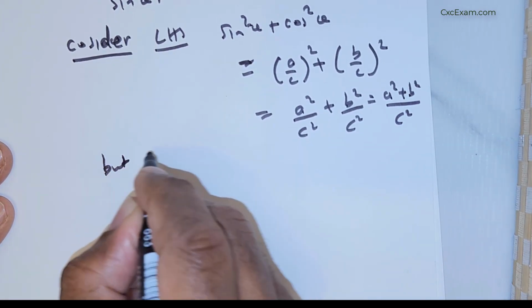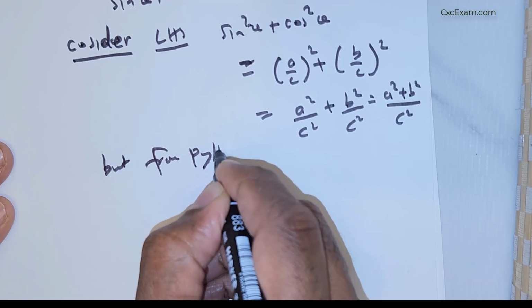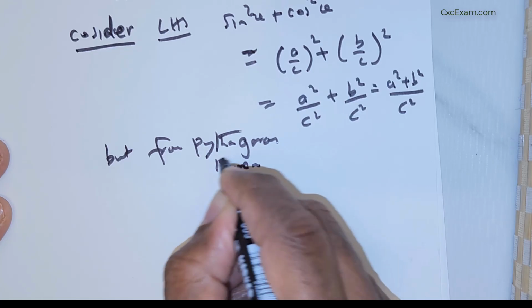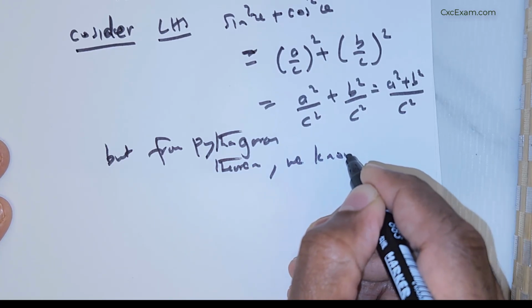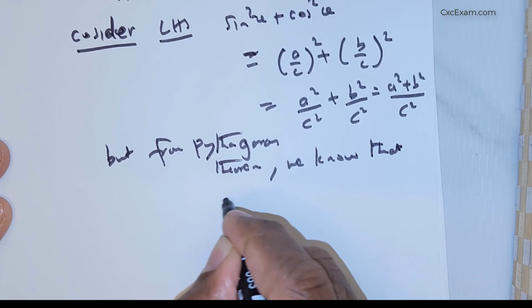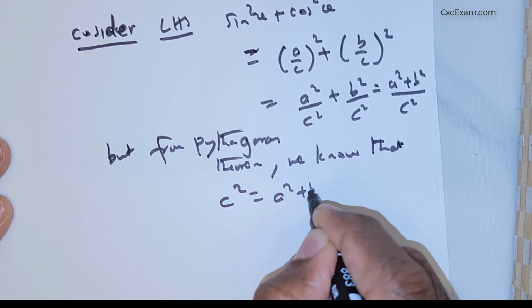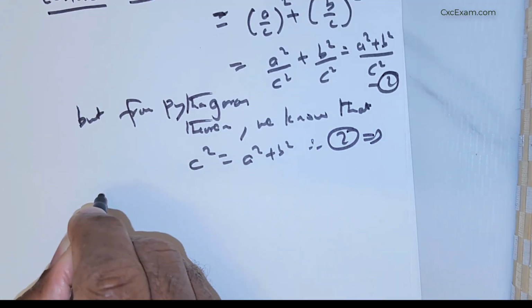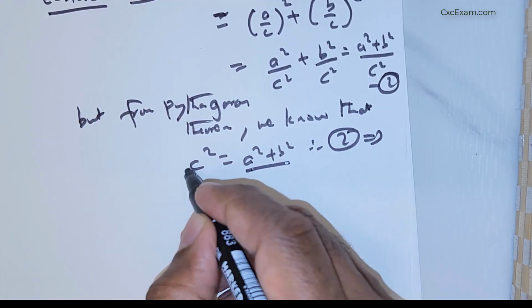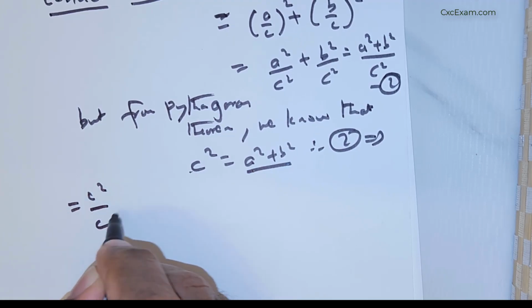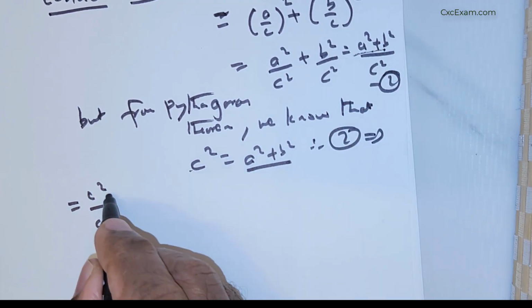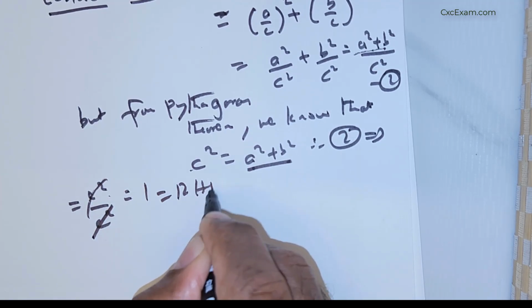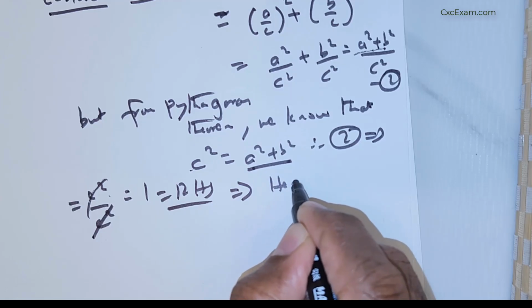But from Pythagoras theorem, what do we know? We know that C squared is equal to A squared plus B squared. In place of A squared plus B squared, I'm going to say C squared. So you have C squared for the numerator, C squared for the denominator. They get cancelled, equal to 1, which is nothing but right hand side. So hence we have proved.